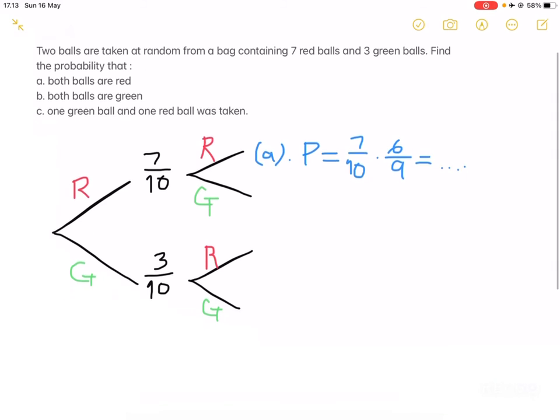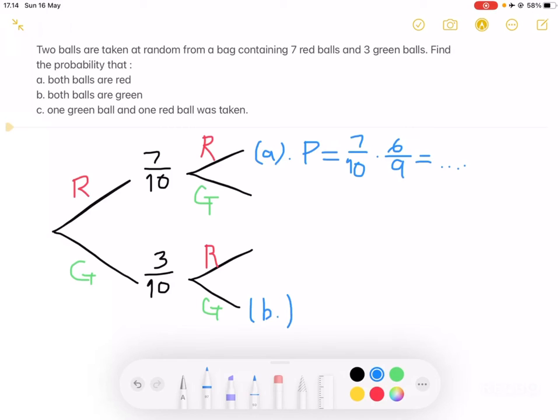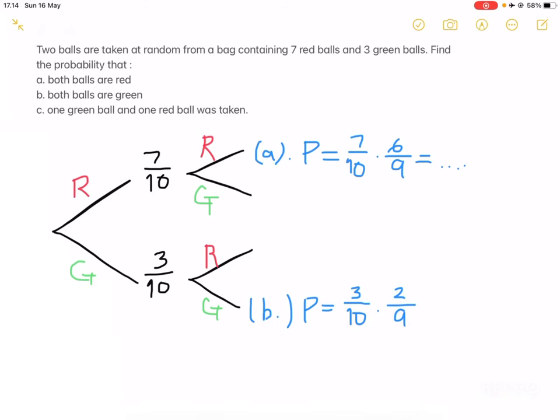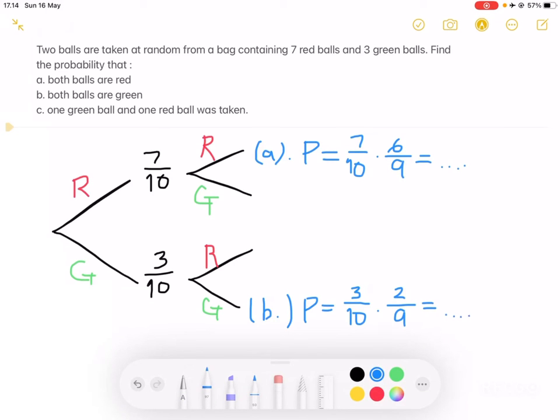And then let's label the answer for part B, which is right here. Our probability will be similarly 3 over 10 times 2 over 9, by the same reason. And again, I'll let you compute this. And for C, we'll notice that the possibilities for our criteria will be a red ball and then a green ball, or a green ball and then a red ball, since the question doesn't specify the order of the balls. So what we can do here is add up the probabilities after we've found them for each of these cases.